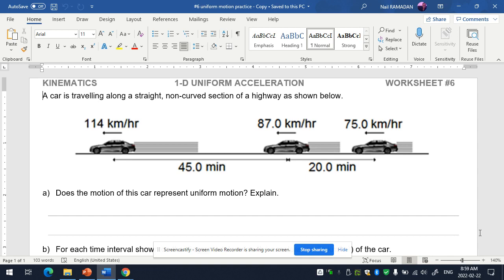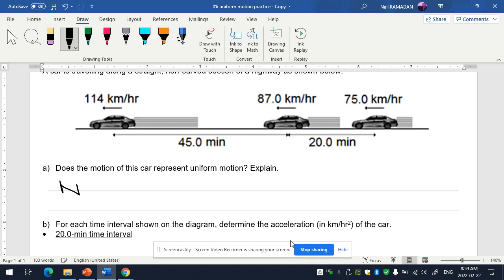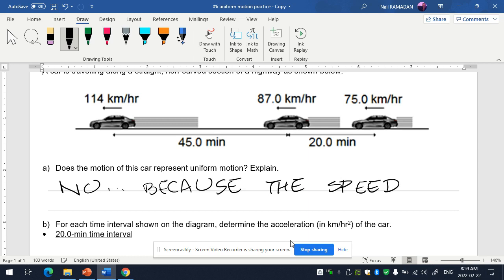No, it's not. Good. So the answer is what? The answer is no, it's not. So go ahead. Does the motion of this car represent uniform motion? No. And you can just say because the speed. You can say velocity if you want, but we can say speed now because we already maintained direction, because the speed keeps changing. Done. That's it. Full mark. You use the keywords and you perfectly explained yourself.